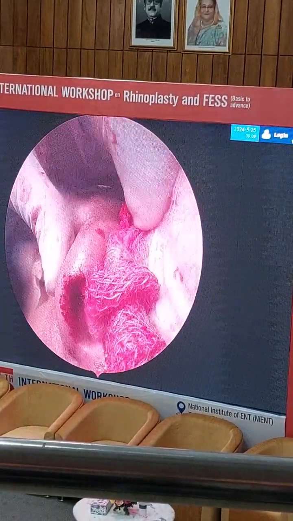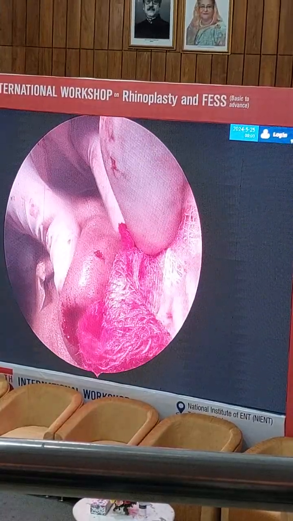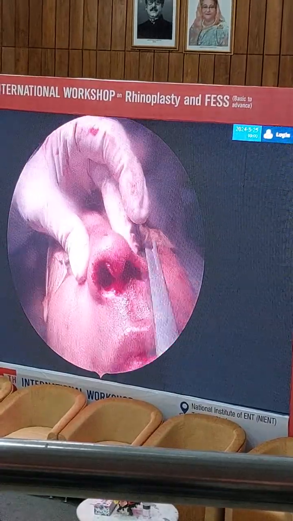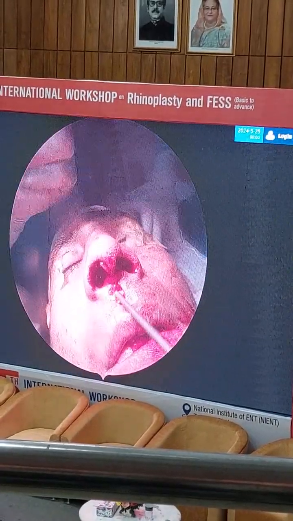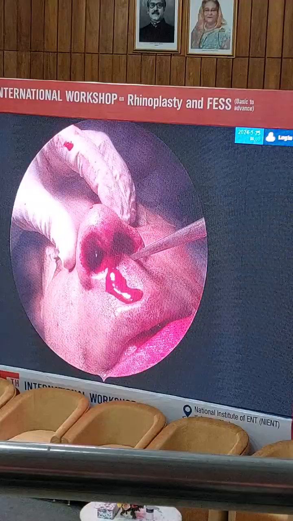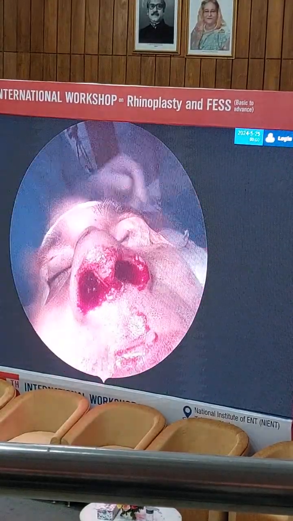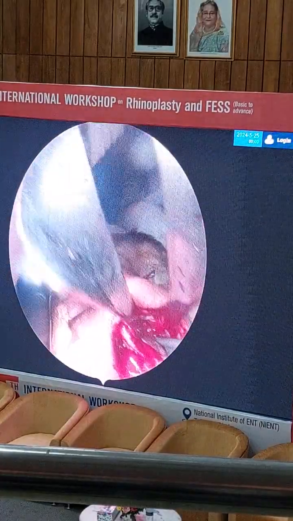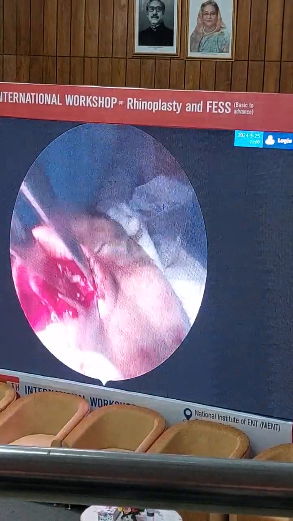This is the left side. So when we engage this one, give me the nasal speculum. Give me the nasal speculum. So we engage in that incision. Look at it like this. Okay. We engage it like this.